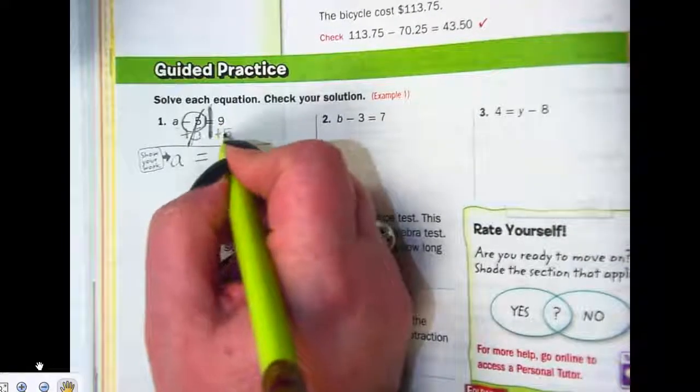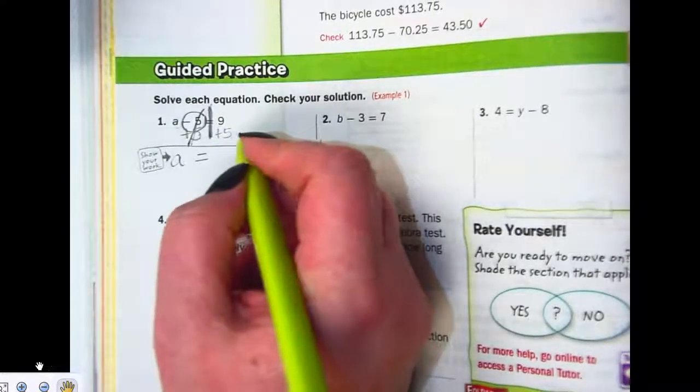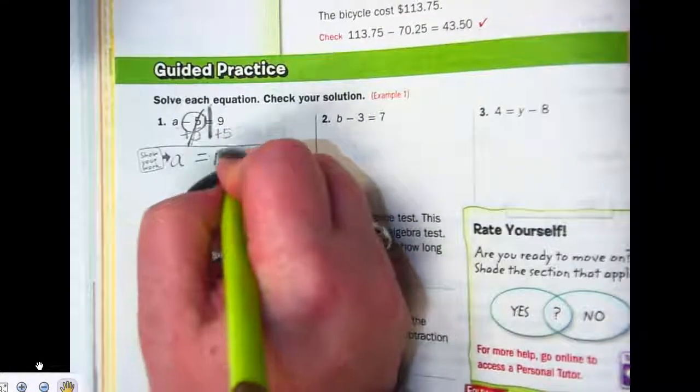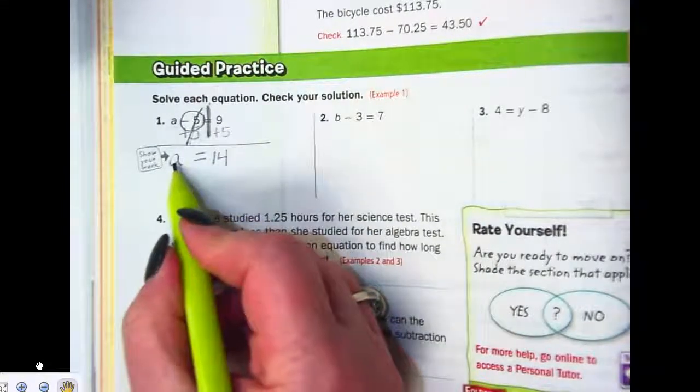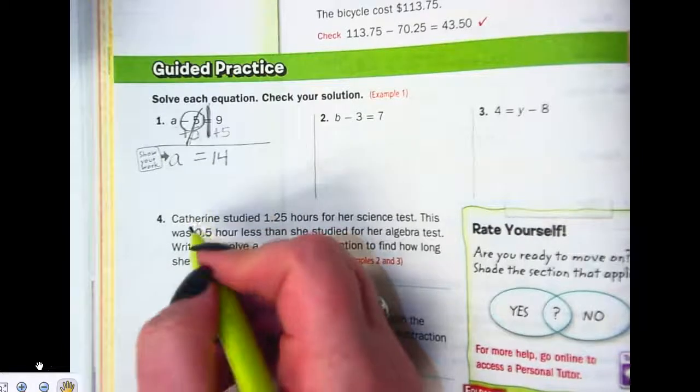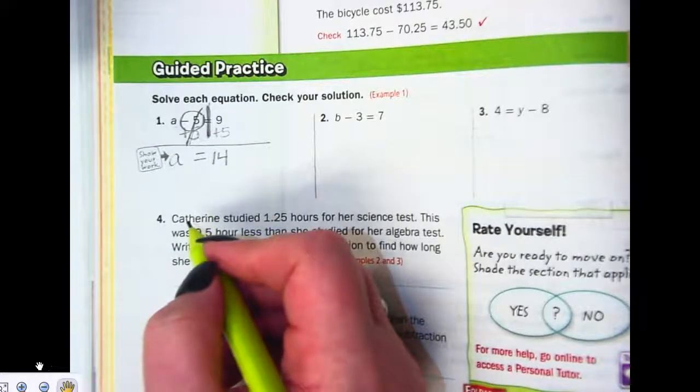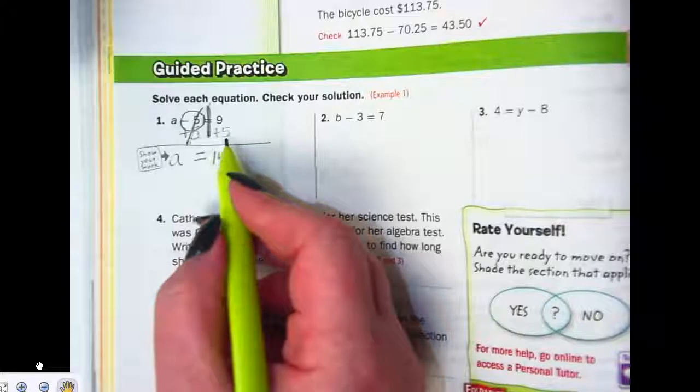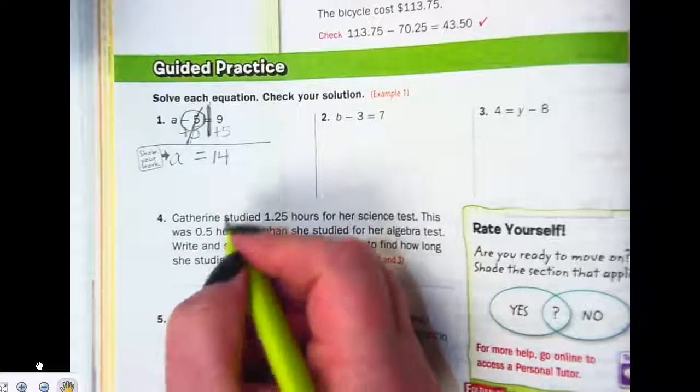And what is 9 plus 5? It's 14. So we have determined that a should equal 14. I'm sorry, 9 plus 5. 9 plus 5 is 14.